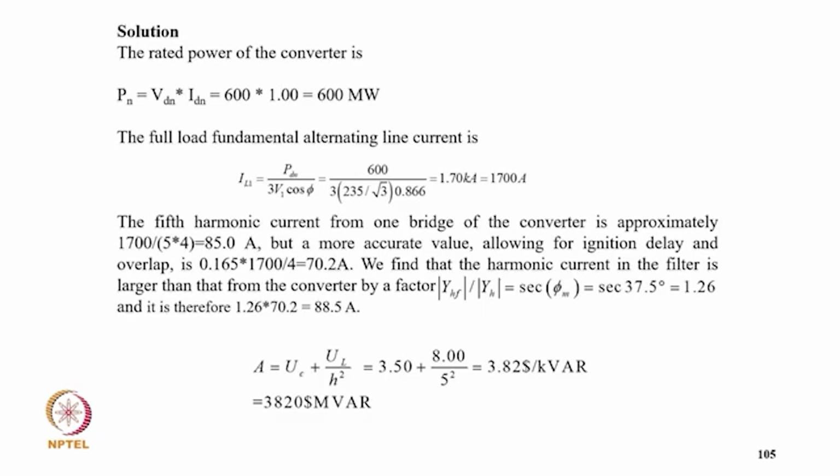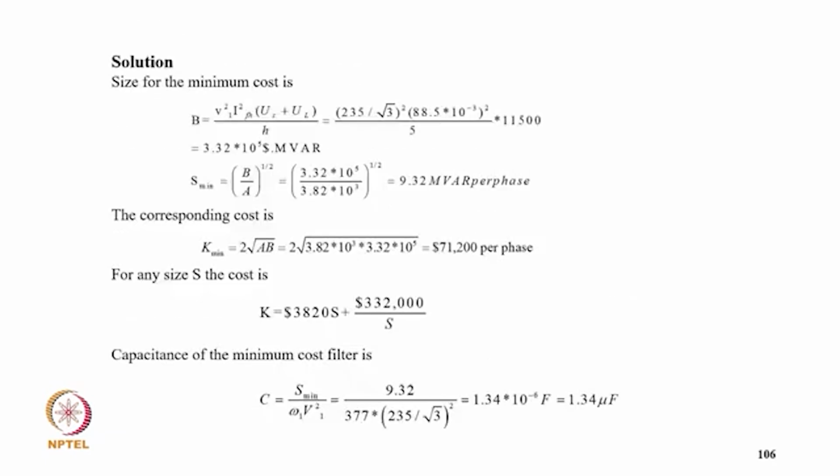We find the harmonic current in the filter is larger than from the converter by sec of phi m divided by, that is sec 37.5, that is 1.6, and it is typically 1.6 into 70, that is 88.5 ampere, and A equal to (UC plus UL) upon h square, so it comes here $3.82 per kVAr, that is equivalent to $3,820 per MVAr.